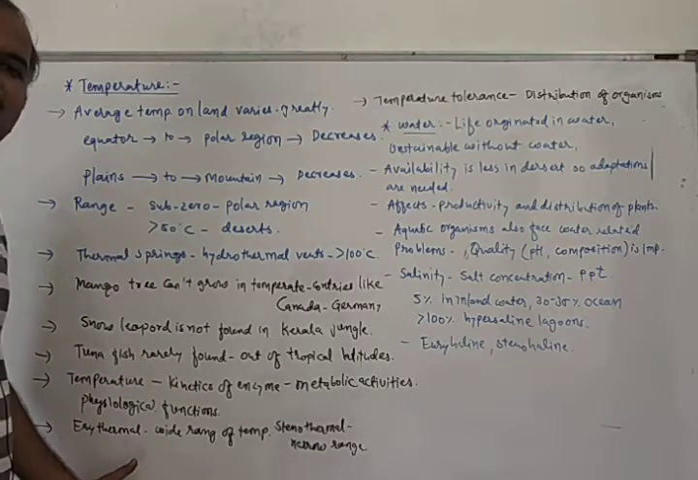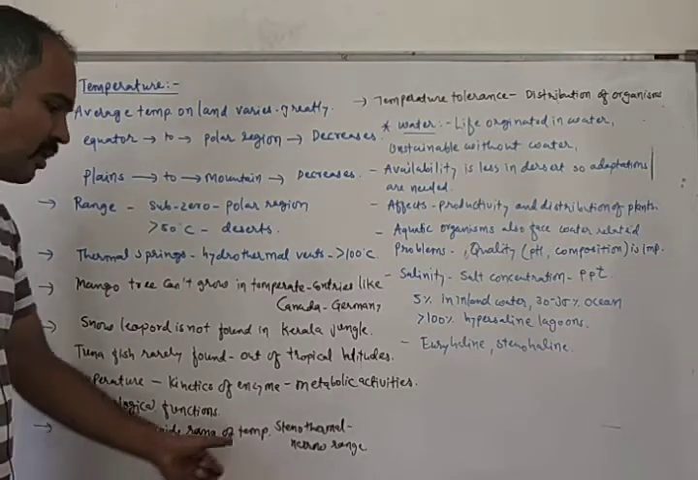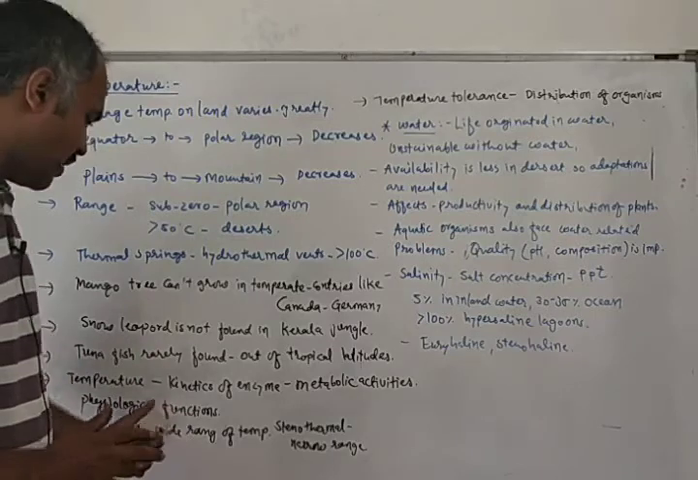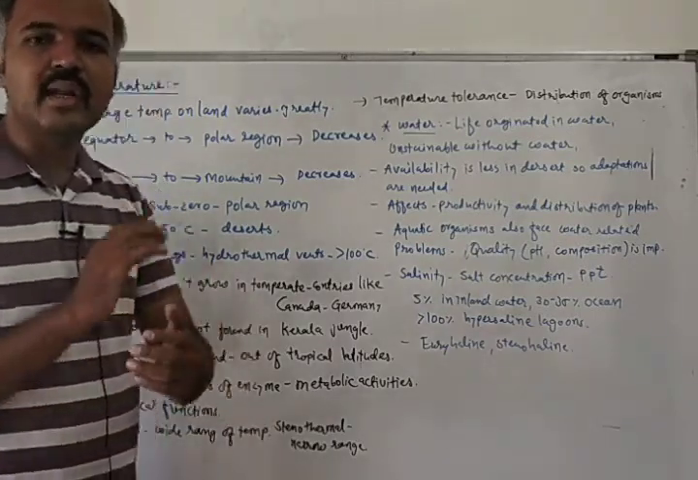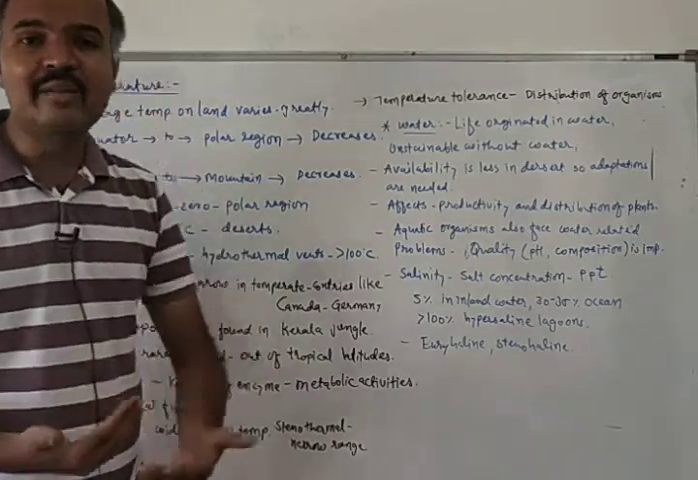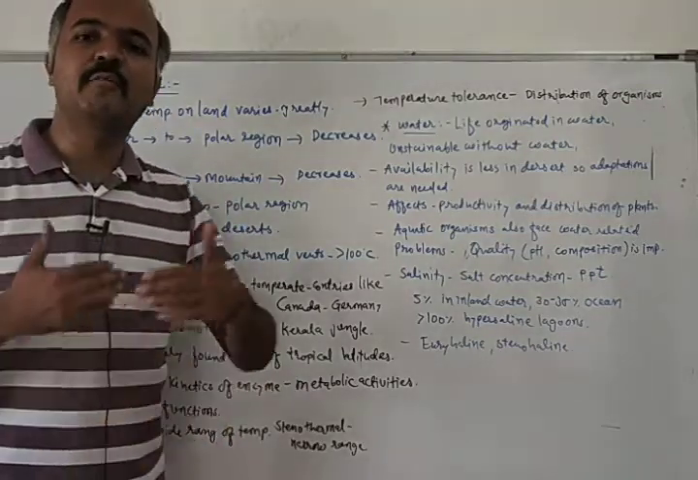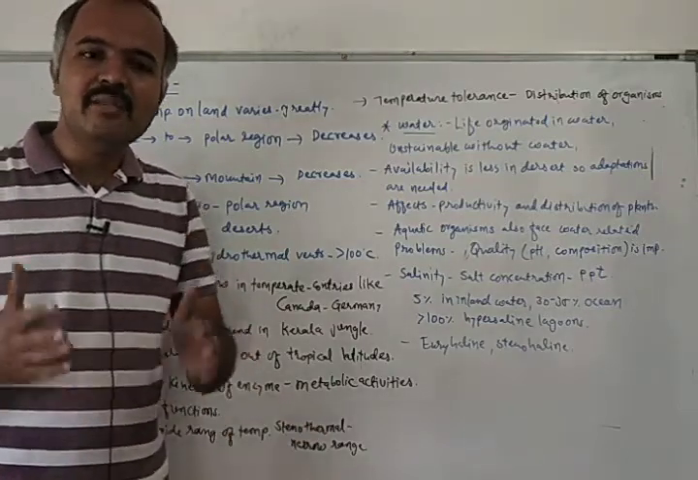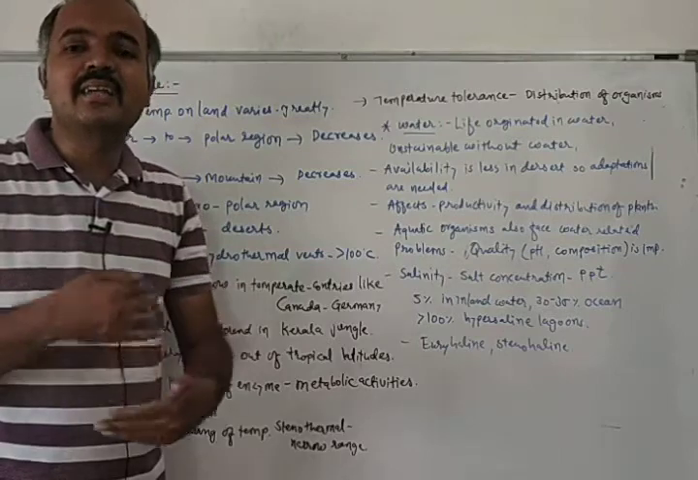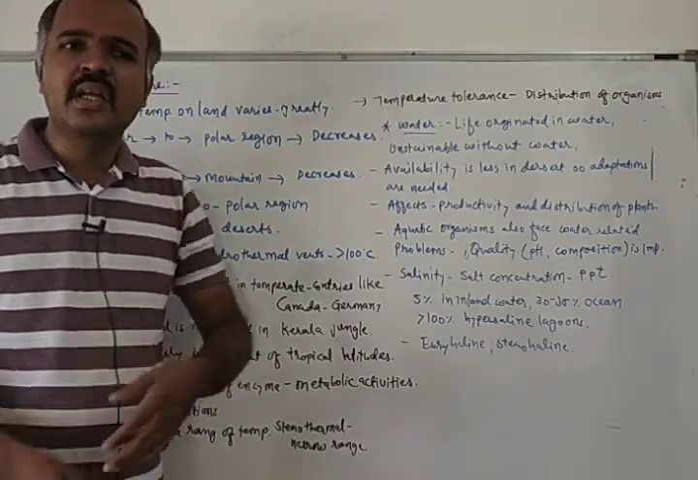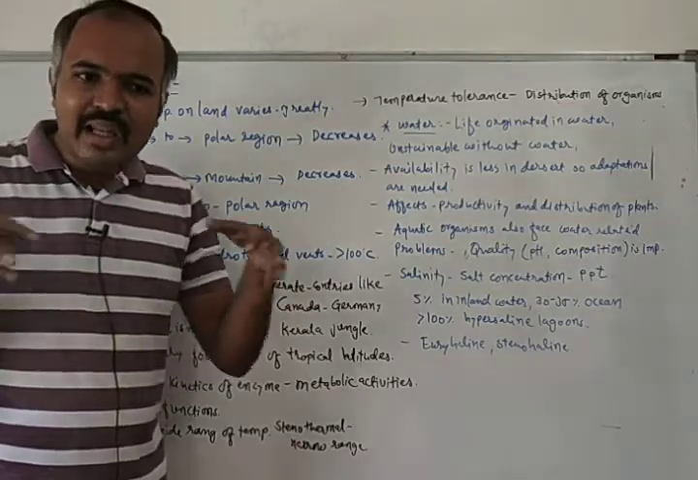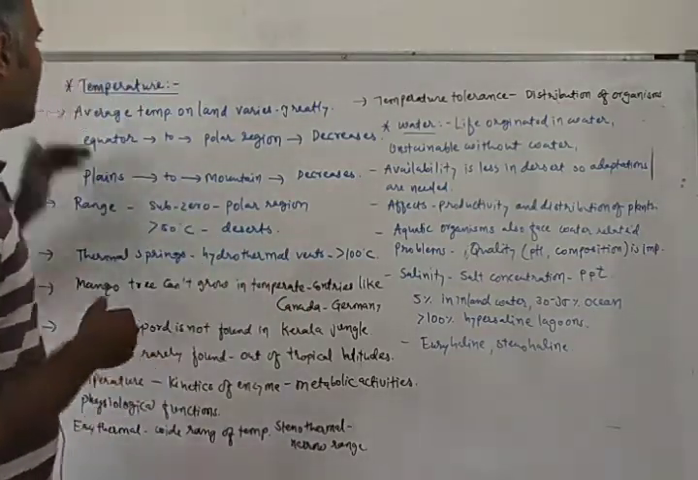Organisms who can tolerate a wide range of temperature are known as eurythermal, and organisms who can tolerate a narrow range of temperature are known as stenothermal. Temperature tolerance of different organisms will determine their distribution, whether they will be distributed in a wide region or remain in a small region. If they can tolerate a wide range of temperatures, they will be distributed throughout the world. But if they can tolerate only a narrow and specific range, they will be limited to a specific region. So this is all about temperature.